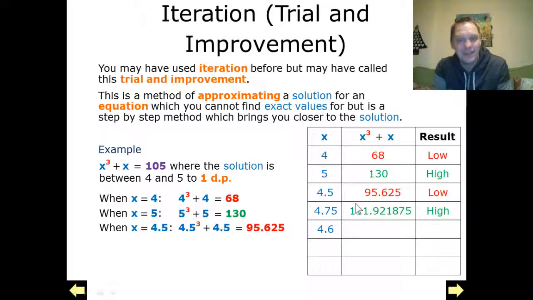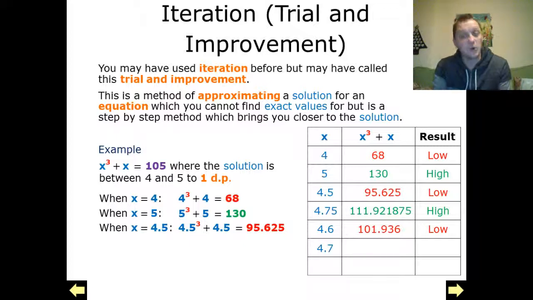I'm going to try 4.6 because my answer is to one decimal point, so trying single decimals, just concentrating on tenths rather than hundredths, that seems a bit more logical. Trying 4.6, that gives me 101.936, which is too low.